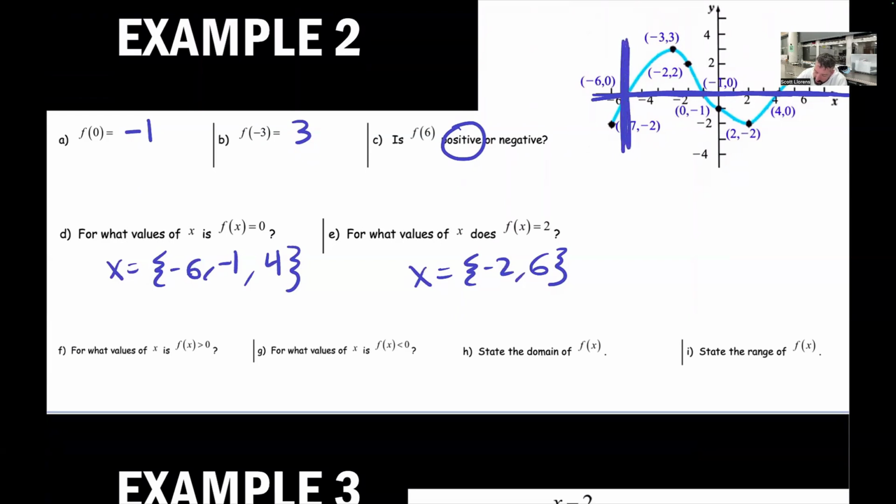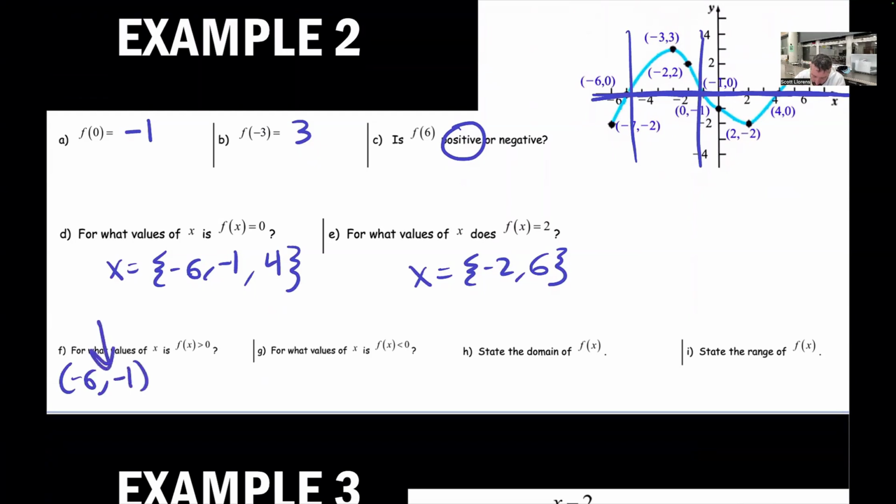We start being above the x-axis right here. From here, we're going from -6, starting above until we get to -1, which is when we hit the x-axis again. Now at -6, we're 0, and at -1, we're 0, and neither one of those is positive. So we do not include those, so we have to write those as parentheses. So we're going from -6 to -1, and we're putting parentheses.